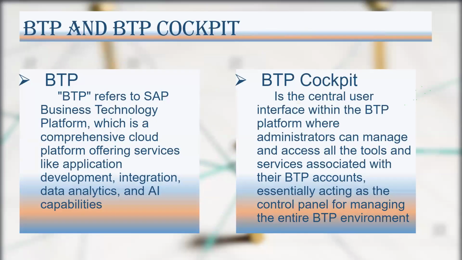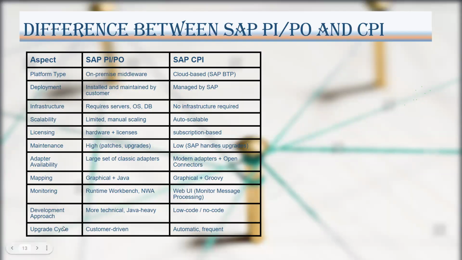Okay, guys, so this is about the differences. Here, this monitoring I just explained. So the development approach: it's more technical and Java heavy when it comes to PO. When it comes to SAP CP, it's low code, no code. When it comes to the upgrade cycle, it's customer driven. Whenever the customer wants to upgrade, they can go for it. Otherwise, you can just skip that particular upgrade. When it comes to CPI, it's automatic, and whenever they find any defects, they immediately release those updates into the market.